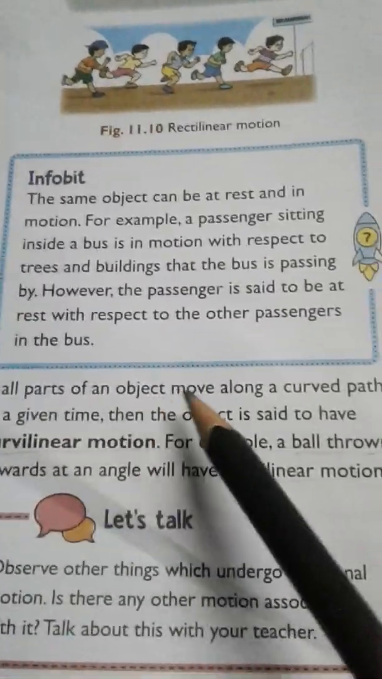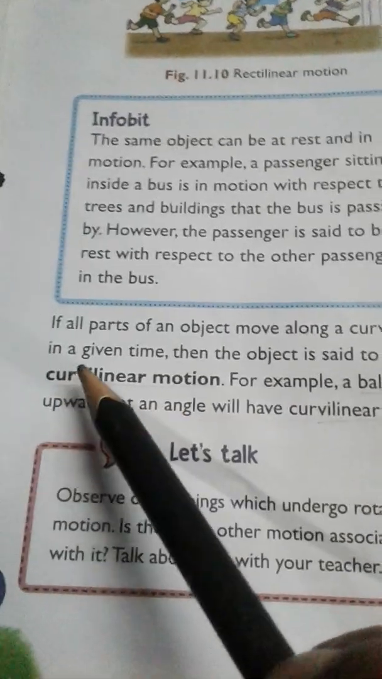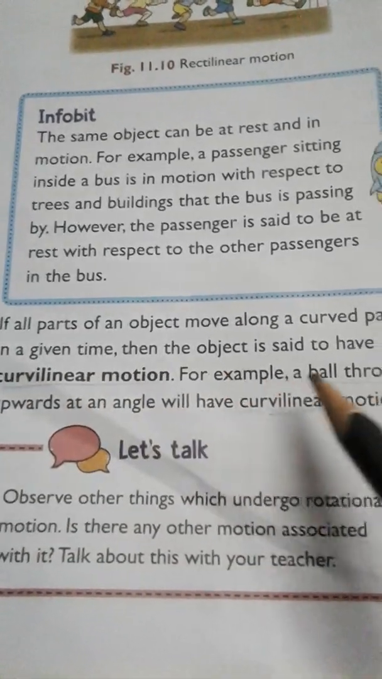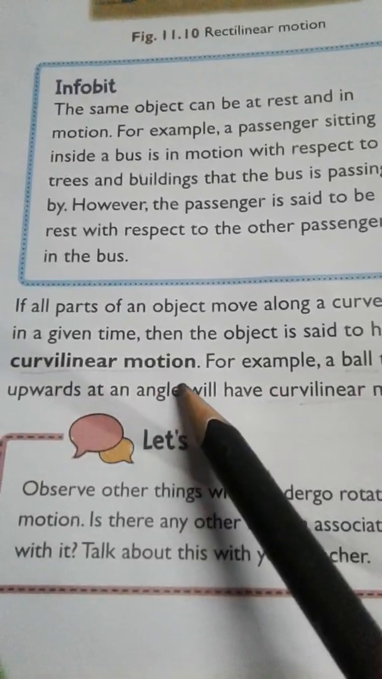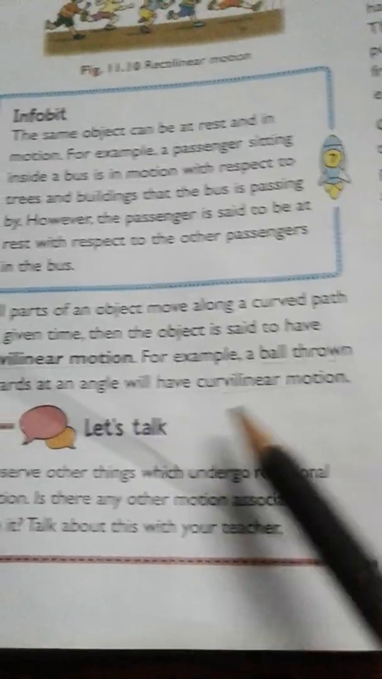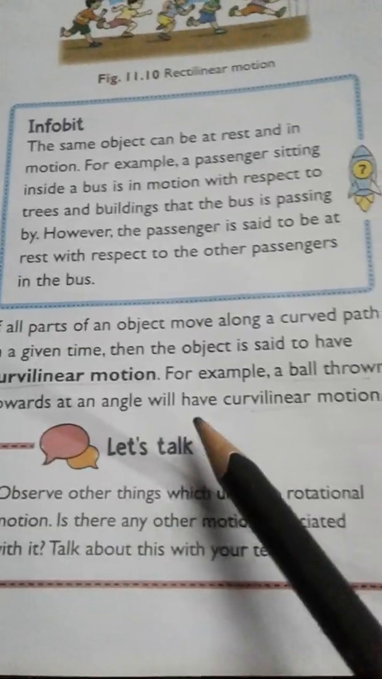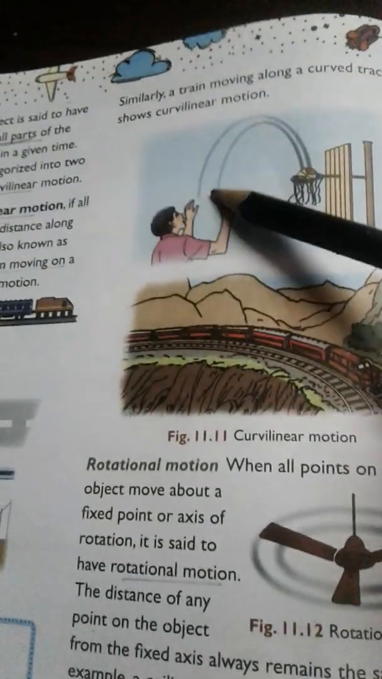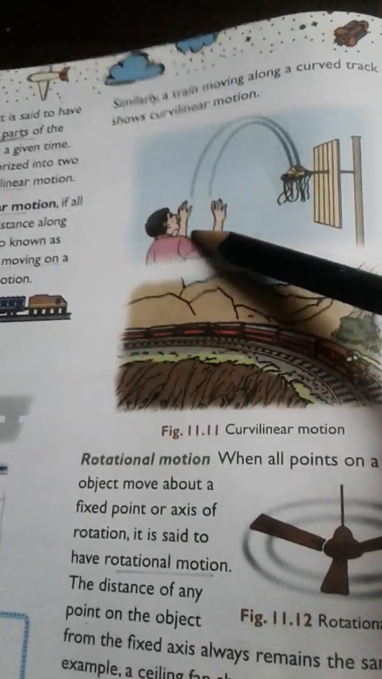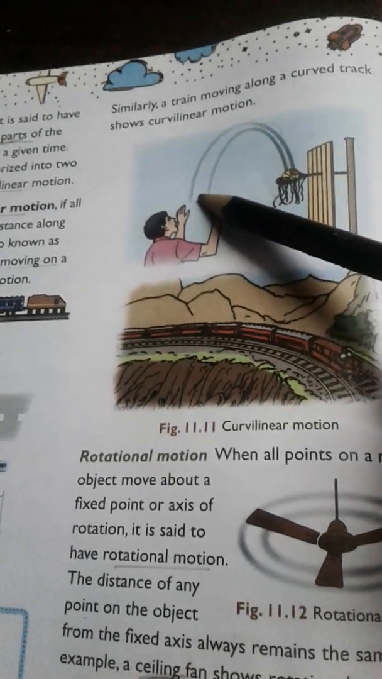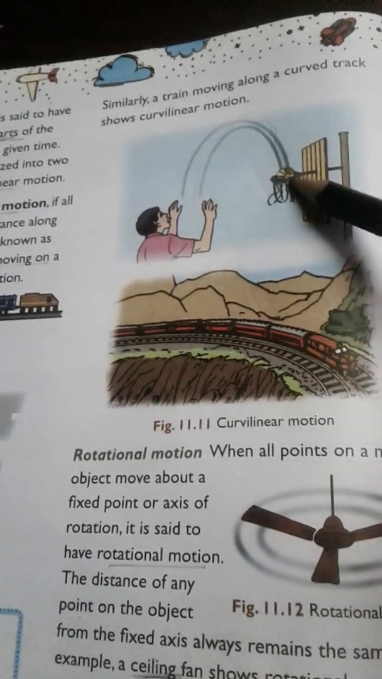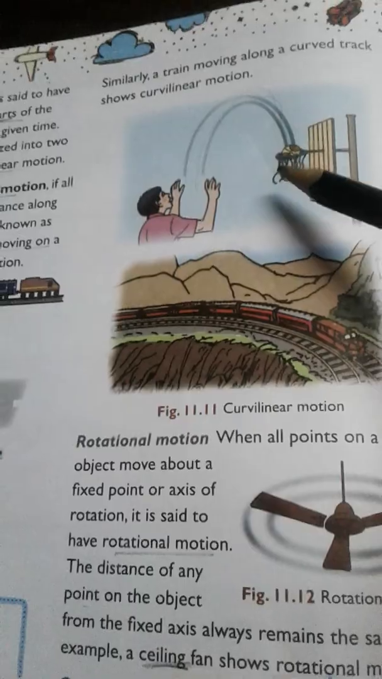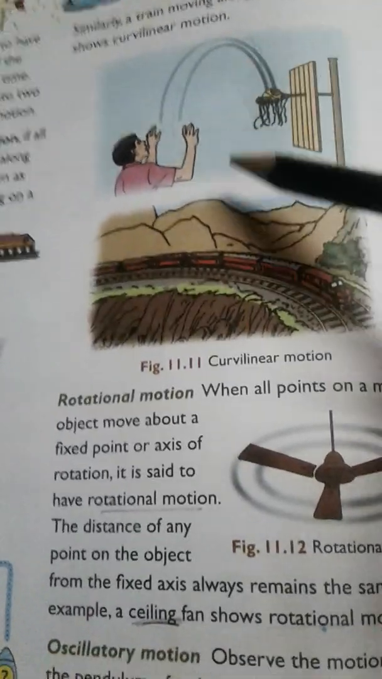But if all parts of an object move along a curved path in a given time, then the object is said to have curvilinear motion. For example, a ball thrown upwards at an angle will have curvilinear motion. This is the example of curvilinear motion. This man is throwing the ball. It is moving in a curved motion. That is why it is called curvilinear motion.